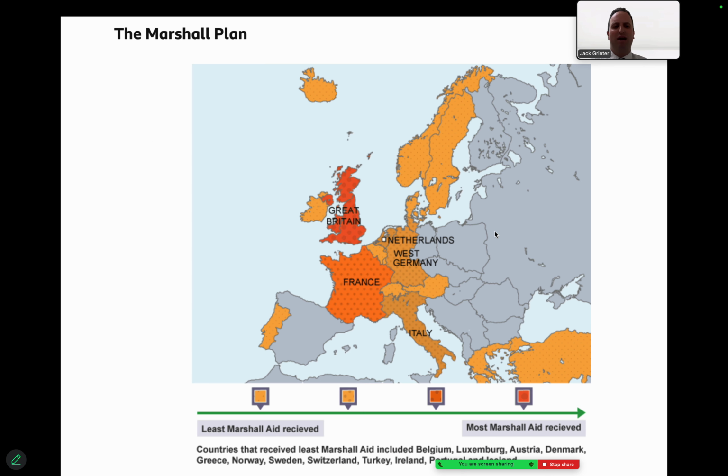You can see there on the map, this is from Bitesize, the countries that got it and the countries that didn't.